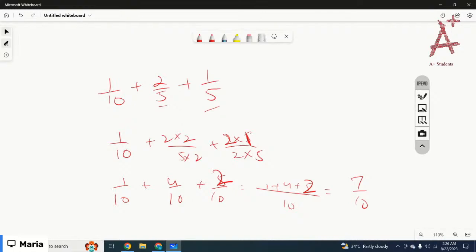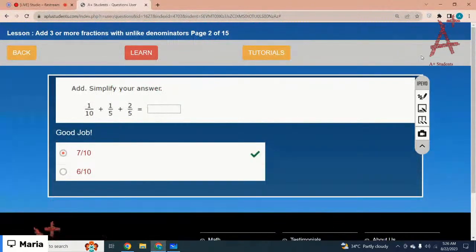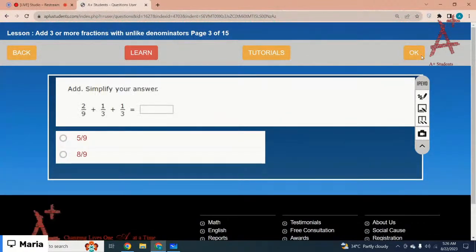It would be 7 over 10. Just select the correct option and click on the OK button. The next one is 2 by 9 plus 1 by 3 plus 1 by 3.